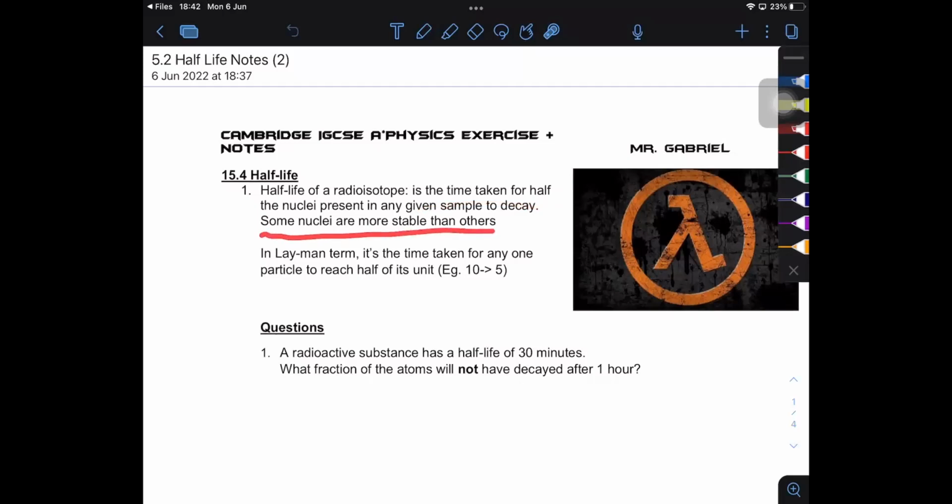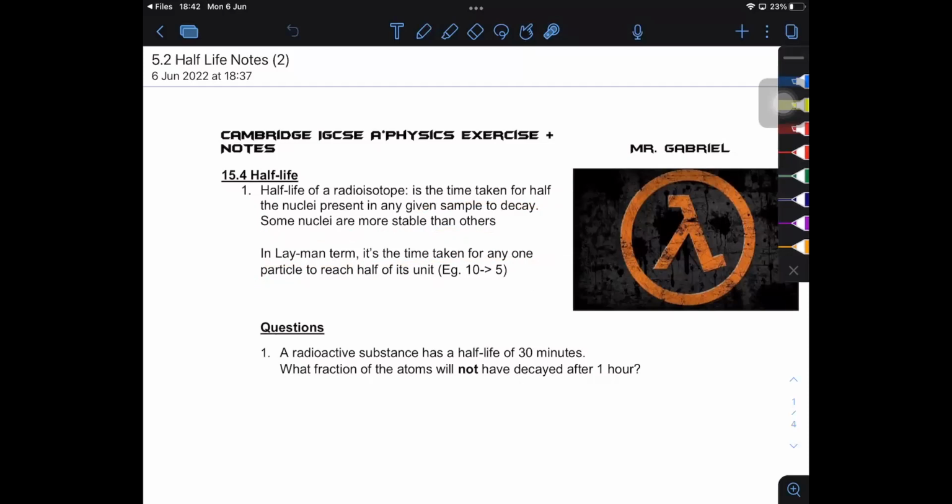Some nuclei are more stable than others. If they are more stable, usually they'll have a longer half-life. If they are less stable, they'll have a shorter half-life, okay? In layman terms, basically, it's the time taken for one particle to reach half of its units, which, for example, could be 10 to 5.